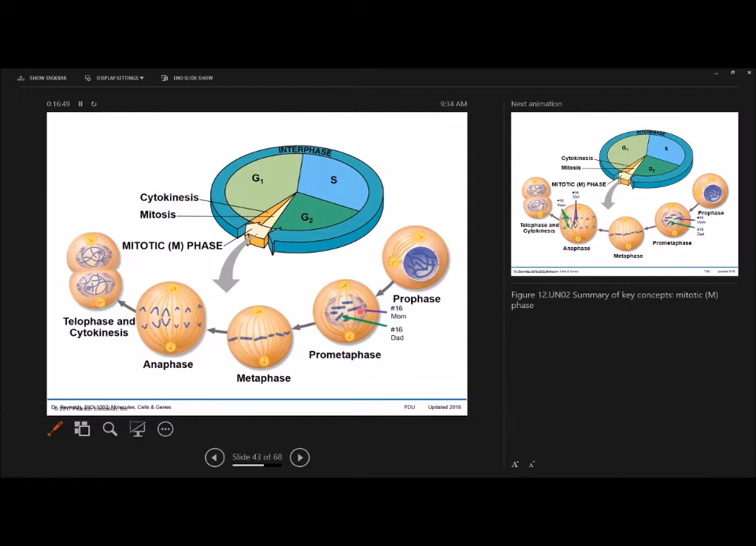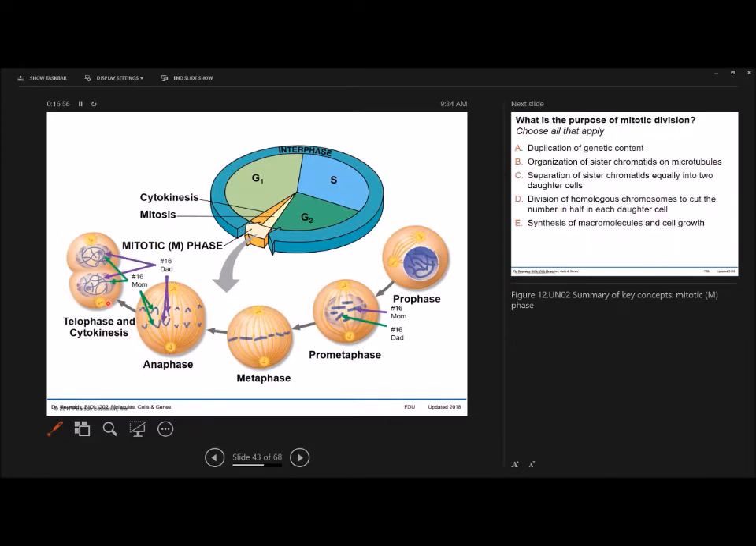So here's one mom's chromosome, one dad's chromosome. Here they split, and you're left with one in each.